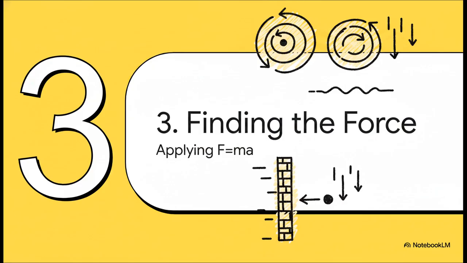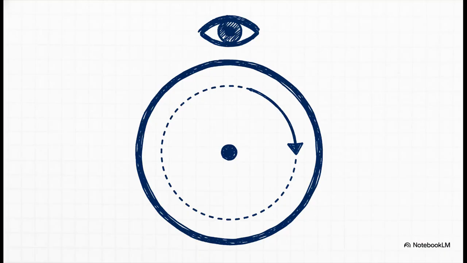So from here on out, we can totally ignore the vertical part and just focus on the circle. I mean, think about it. If you were a bird flying directly over the cylinder and looking straight down, you wouldn't even see it moving up or down. All you'd see is a little particle going around in a perfect circle of radius r.